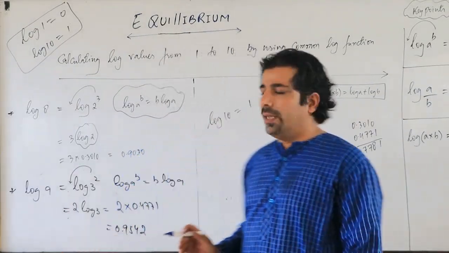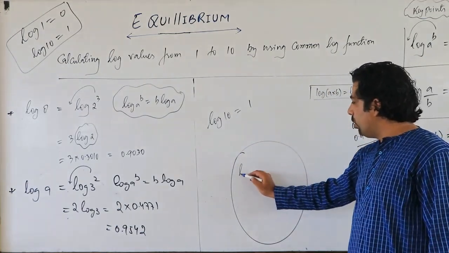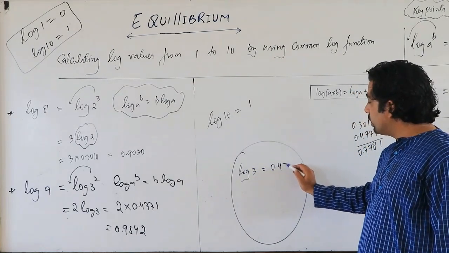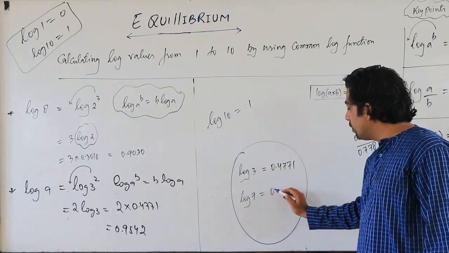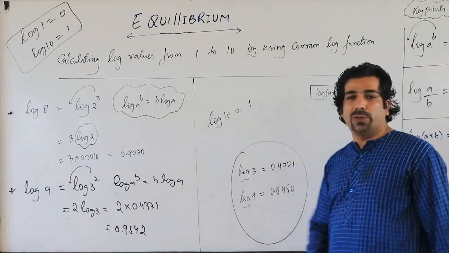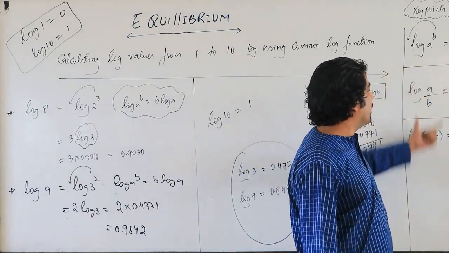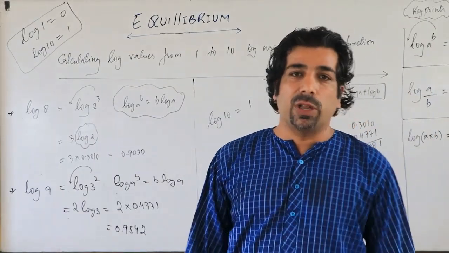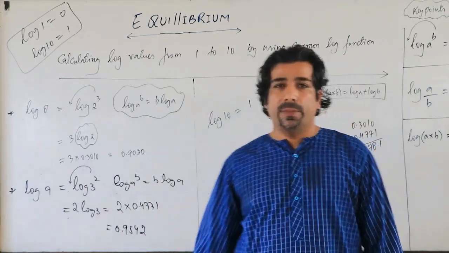By this method. And the only thing which you have to remember is this: log 3, that is 0.4771, and you have to remember log 7, which is equal to 0.8450. These only two things you have to remember. Others you can calculate by using these expressions, exponential and division term and the multiplication. You can easily find out the logs, my dear friends. I hope you have understood this particular thing. Please make note of this.